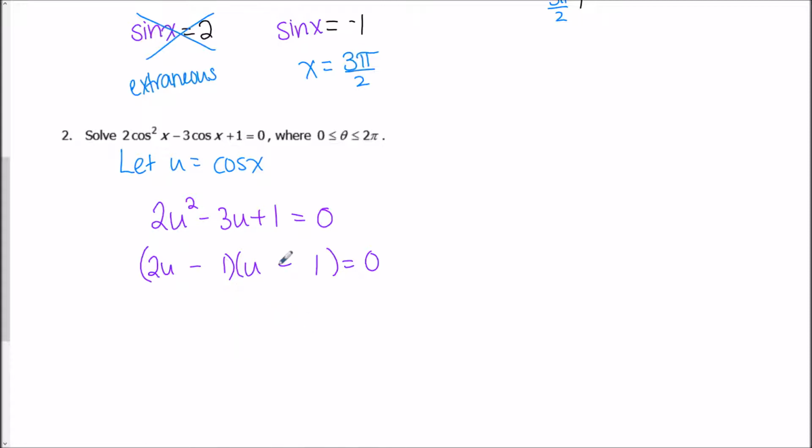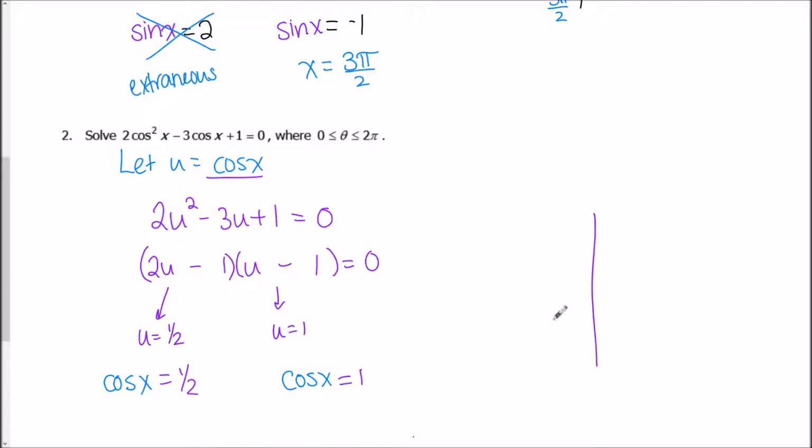Okay, so I'm not teaching how to factor. I'm just talking about how we can use the factoring to figure this out. So this here means that u is 1/2, and here this means that u is 1. But because u is cosine of x, we're going to say cosine of x equals 1/2. And we're also going to say that cosine of x equals 1.